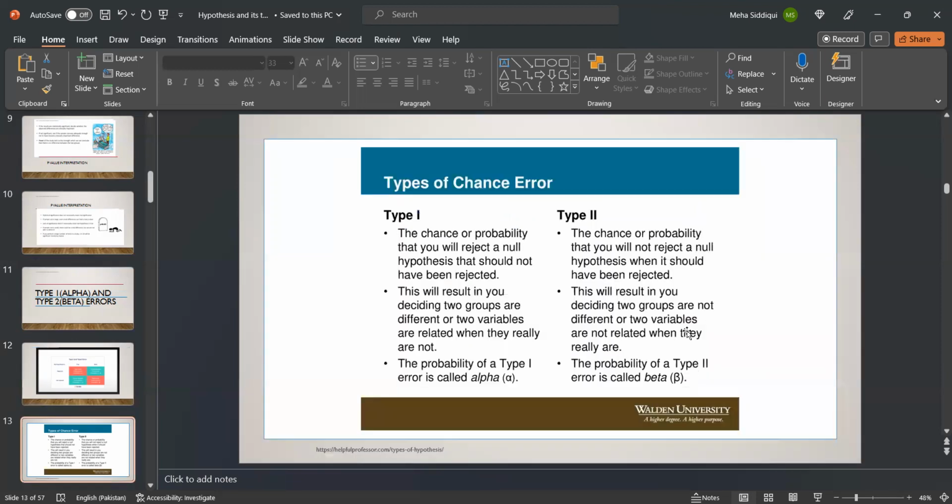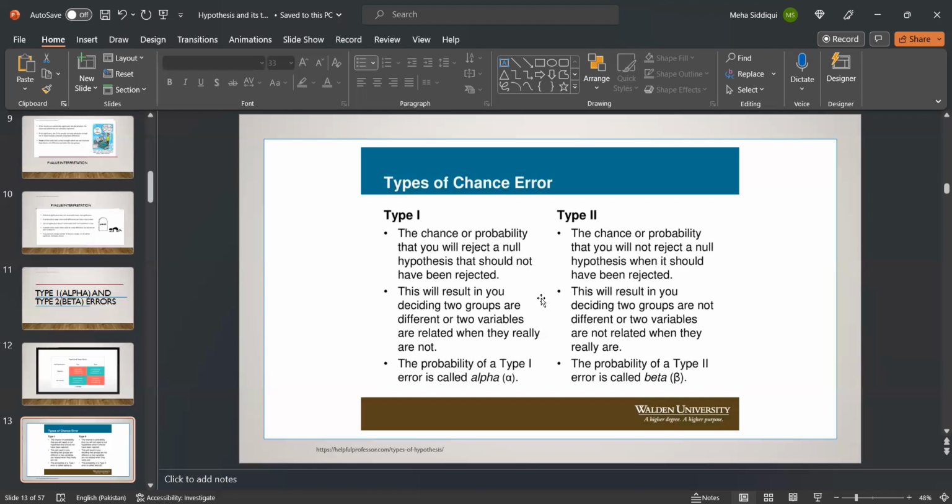So type 1 error is the chance or probability that you will reject a null hypothesis that should not have been rejected. And type 2 error is the chance or probability that you will not reject the null hypothesis, that is, you will accept it when it should have been rejected. Type 1 error will result in you deciding two groups are different or two variables are related when they really are not. Type 2 will result in you deciding two groups are not different or two variables are not related when they really are.